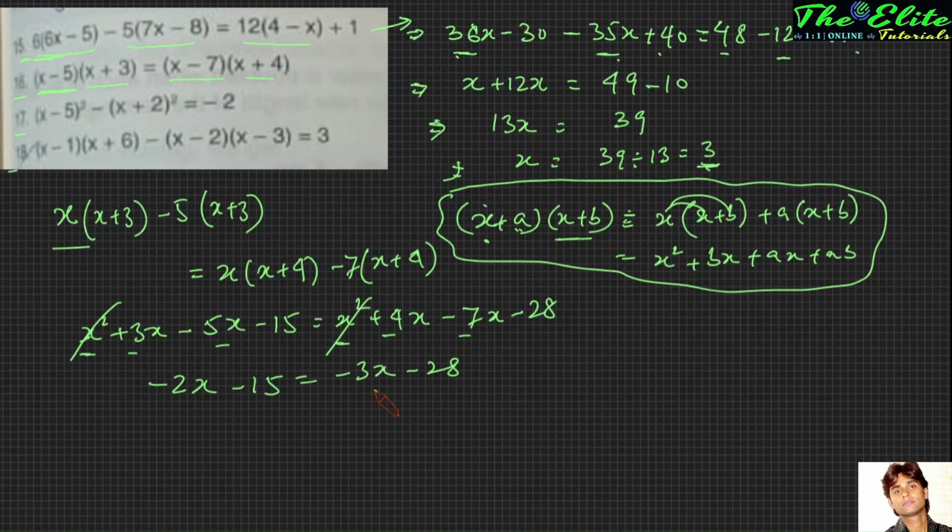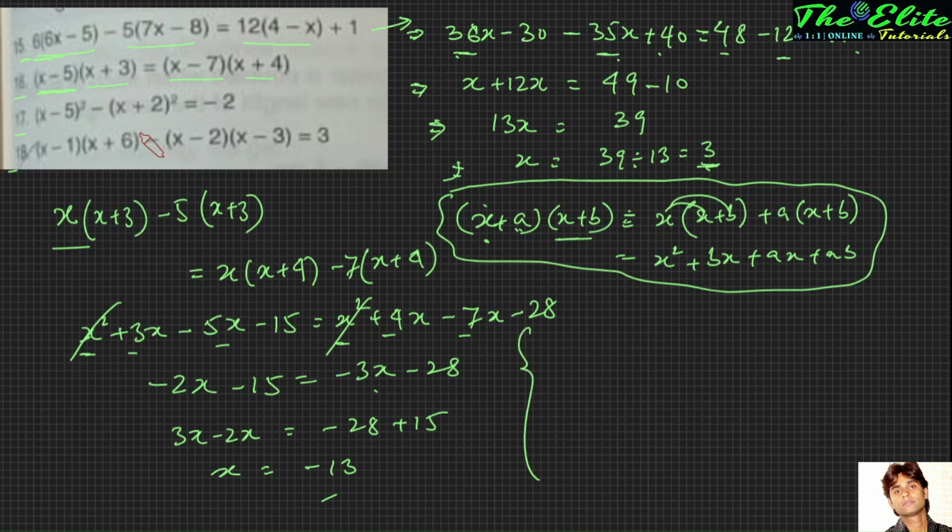Now this 3x will come over here. So it will give you 3x plus and then minus 2x. This 15 will go over there. So minus 28 plus 15. It is x, and this is minus 13, I guess. Okay. So the value of x will be minus 13. You want to check? You can check.